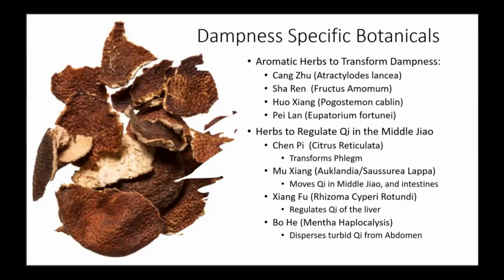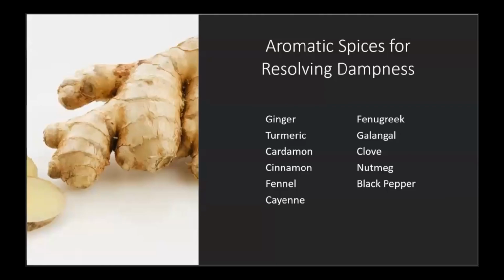Citrus, transforming phlegm. There's the Mu Xiang, the Aucklandia, that moves the middle jiao qi, and then the intestines, moves the qi in the blockages in that digestive system. The Rhizoma cyperus regulates the liver qi to make it move easy and to take the liver's pressure off of the digestive system. And then mint. Mint is really great.